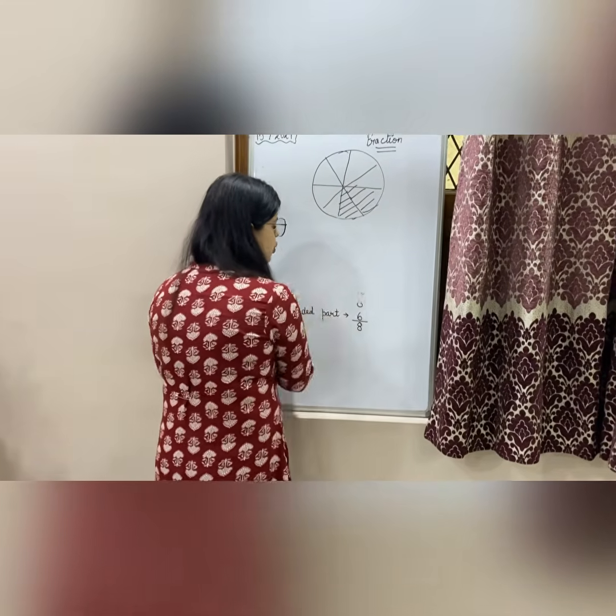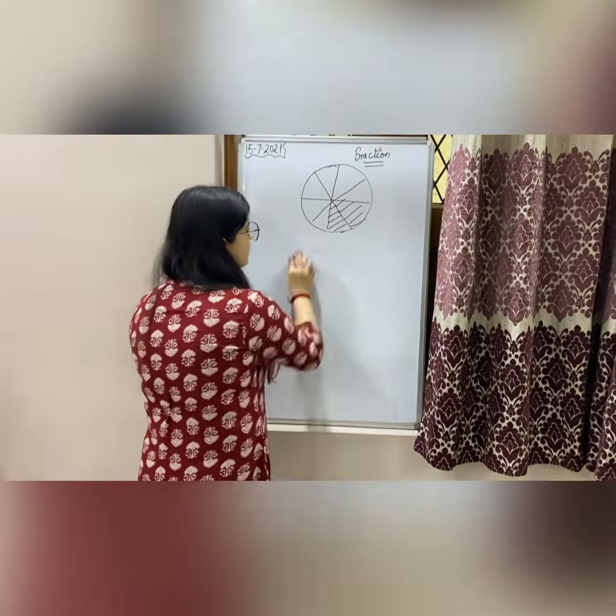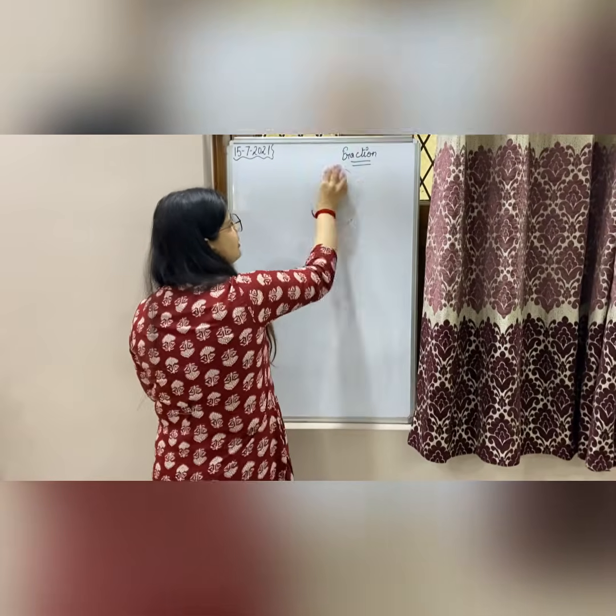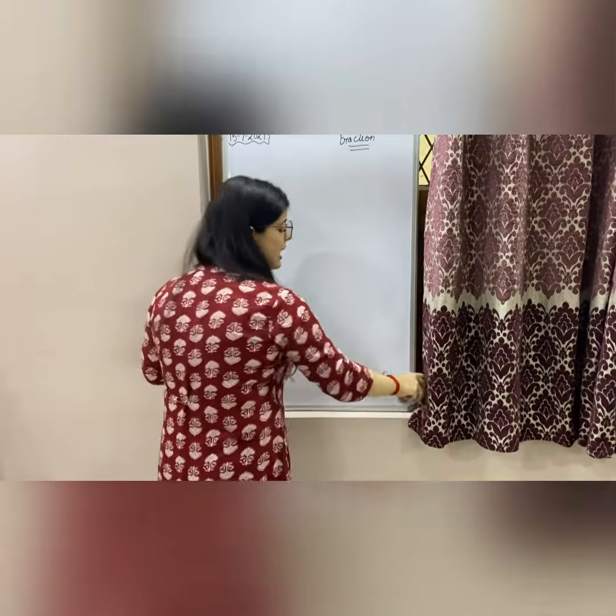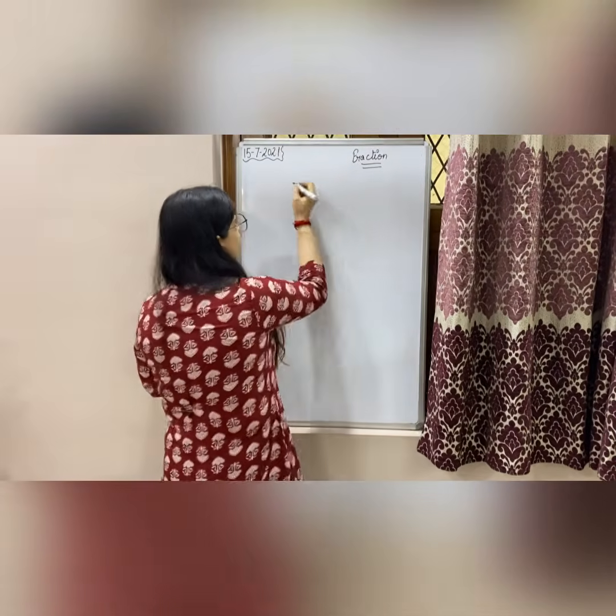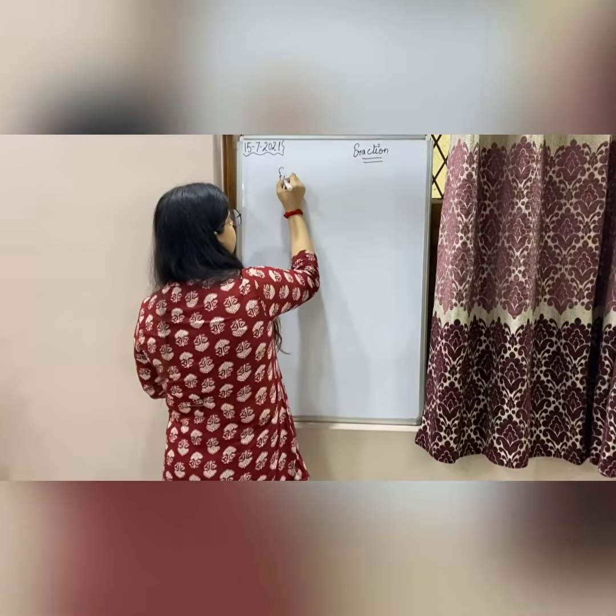So now if I erase the board here and I talk about two fractions. I give you two fractions here, and then I ask you whether those two fractions are equivalent or not. What do you understand by equivalent? Equivalent means, are they equal or not?